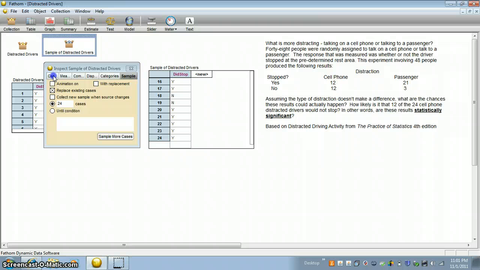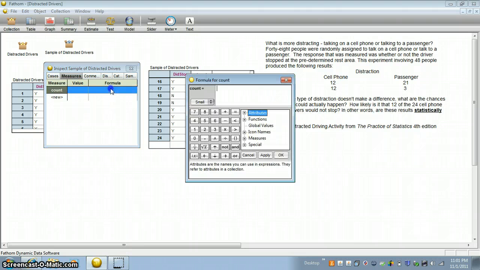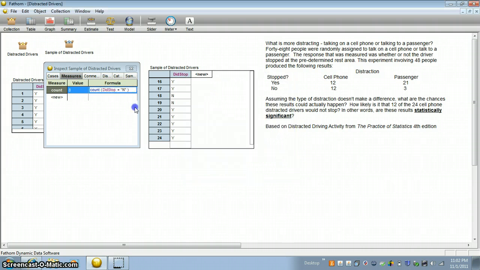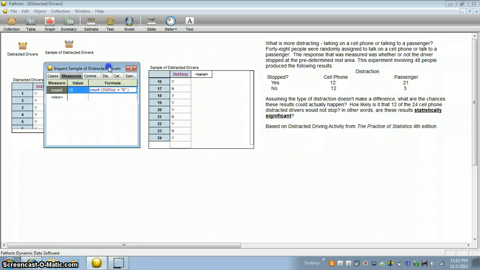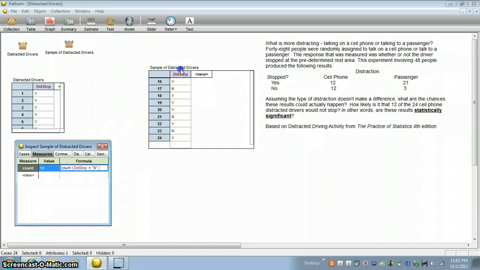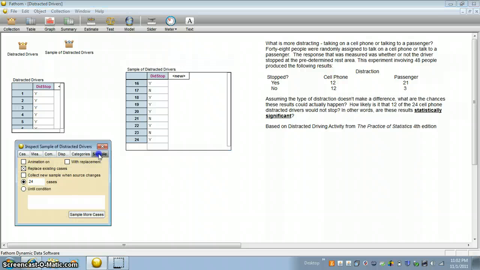So let's actually collect a measure called count. And we're going to count, on the variable did stop, how many times there was a no. So in this set there's 8 no's, and in this next set we just have 10 no's. I could keep track of those by hand, but that would be kind of annoying. So let's have Fathom do the work for us here.